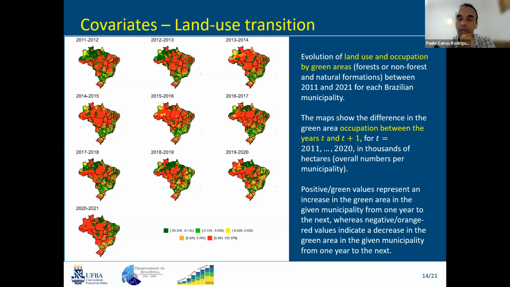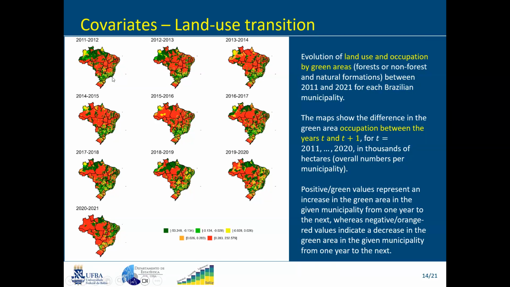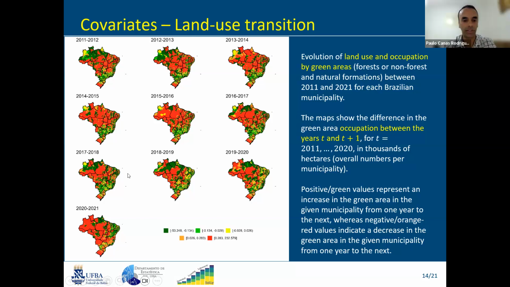Then this is the one that I want to tell you about, land use transition. What I have here is a comparison between two following years. For instance, the first map here is the comparison between 2011 and 2012. And what it means is that if it is green, we are gaining green area. If it is orange or red, we are losing green area to farming. Okay, so the more red the map is, the more land we lost from green areas to farming.